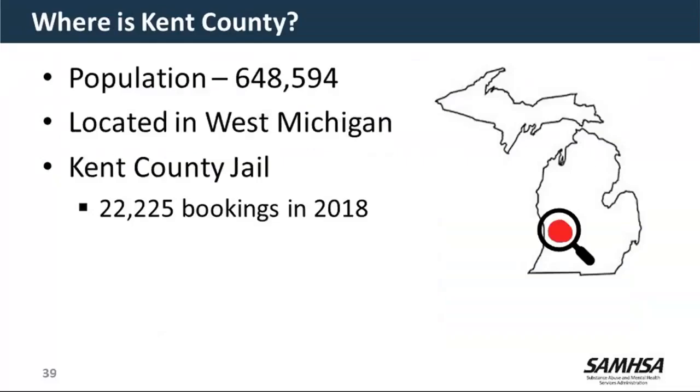So where's Kent County? This is my lowbrow little way to show you. It's western Michigan, about 40 minutes from Lake Michigan. Population is 650,000, and the jail is more of an urban jail. We've had as high as, I want to say, 28,000 bookings, and it's been reduced over the last few years. For 2018 we had 22,000 bookings.